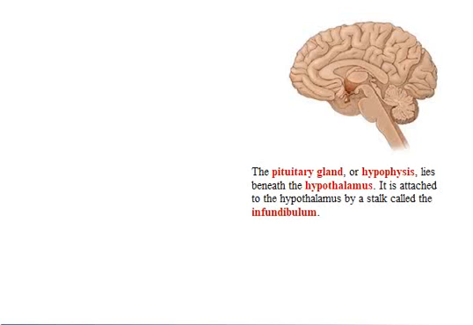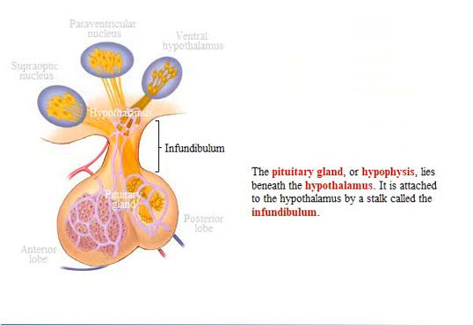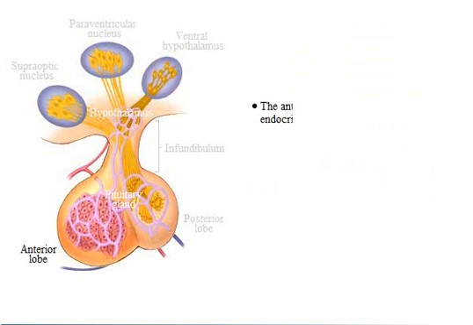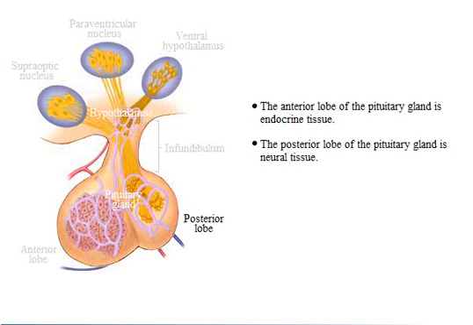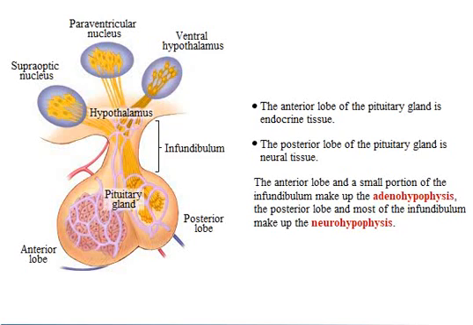Recall that the pituitary gland, also called the hypophysis, lies beneath the hypothalamus. It is attached to the hypothalamus by a stalk called the infundibulum. The pituitary gland in humans consists of two lobes, an anterior lobe that is made up of endocrine tissue, and a posterior lobe that is made up of neural tissue. The anterior lobe and a small portion of the infundibulum make up the adenohypophysis, and the posterior lobe and most of the infundibulum make up the neurohypophysis.